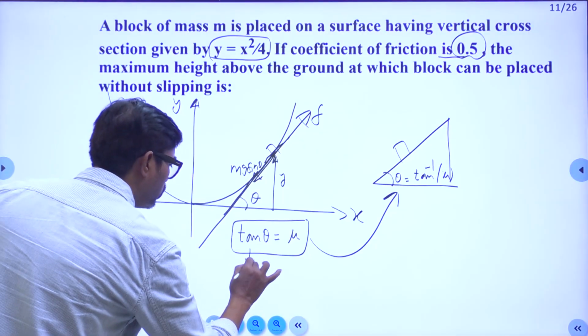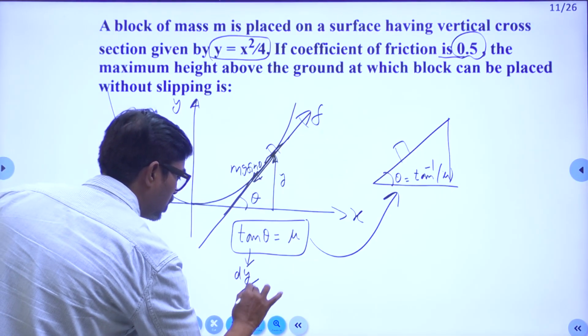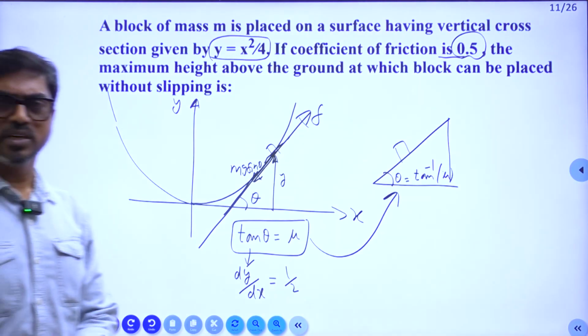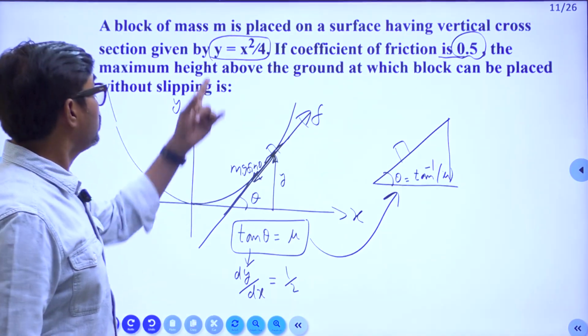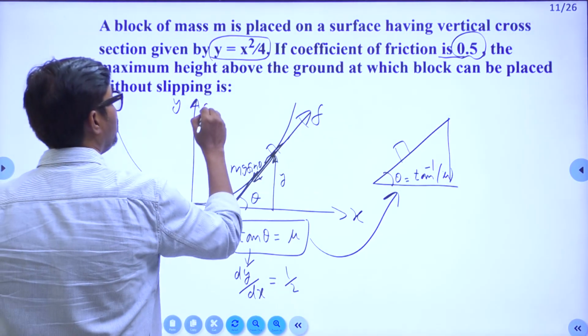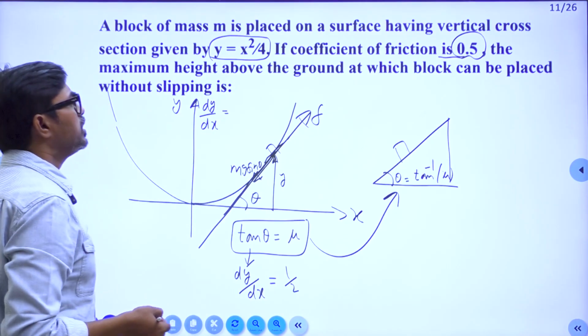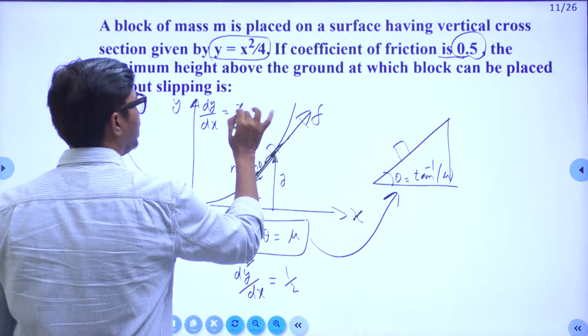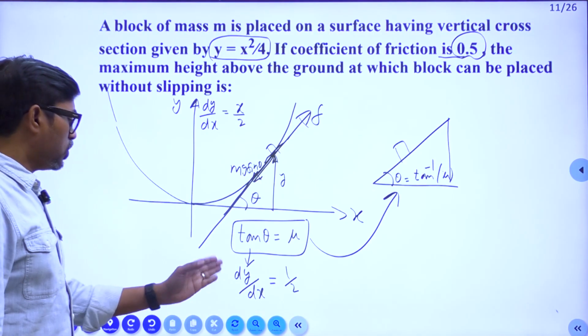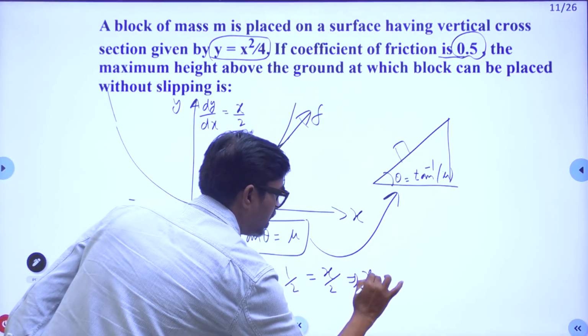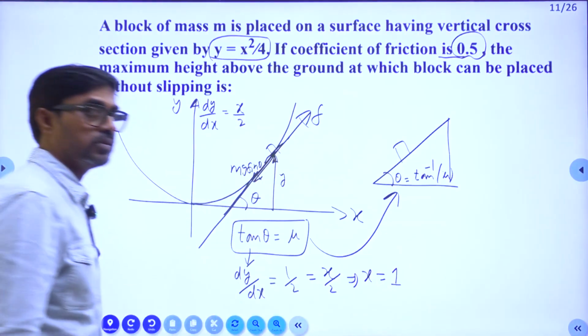But tan theta is also equal to dy by dx. Right? And that is going to be 1 by 2. Tan theta is dy by dx, the slope of it. Why had they given this? We can calculate dy by dx from here. What do I get? X square differentiation is 2x by 4, which will give you x by 2. So dy by dx has to be equal to x by 2, and from there you will see that x is 1. That is the point.